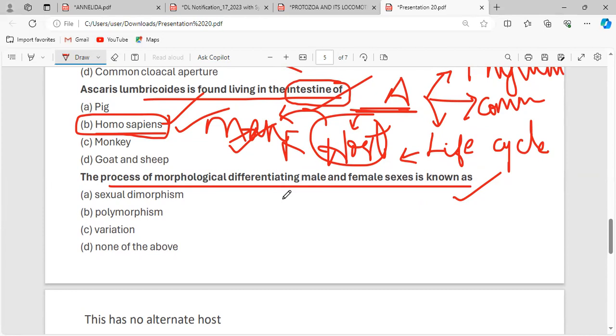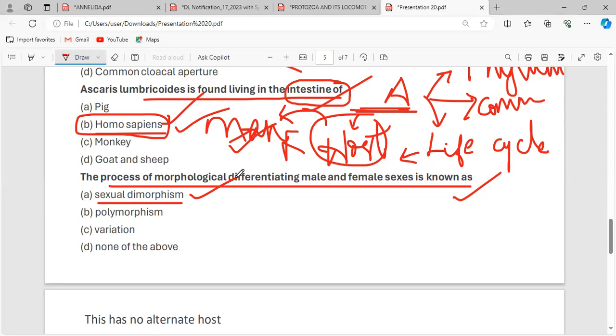The process of morphologically differentiating male and female is known as sexual dimorphism. I have explained: the male has its own characteristics and well-developed reproductive organs, and the female is unique from the male. Male and female are morphologically different from each other.